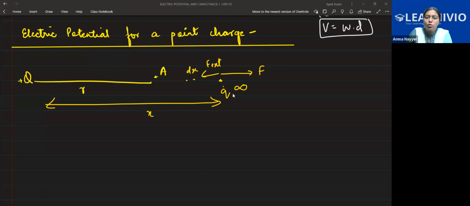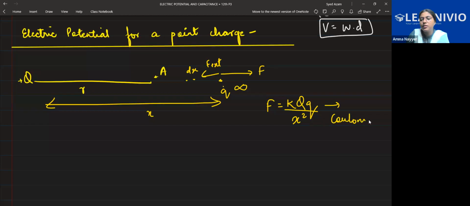So according to Coulomb's law, Ali, you tell me the Coulombic force between capital Q and small q. K capital Q small q by x square. Perfect. So when we write the force, force will be K into capital Q into small q divided by x square. And why are we writing this? Because this is Coulomb's law.